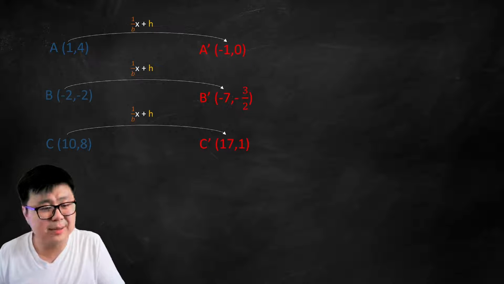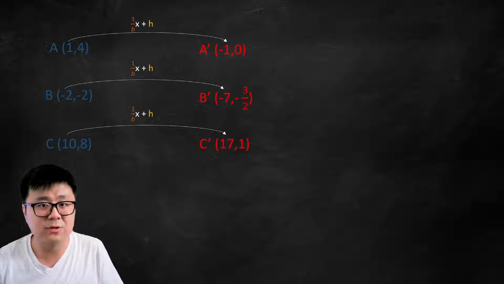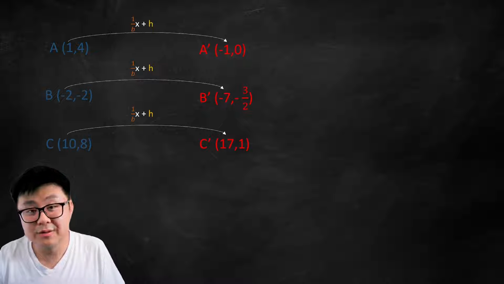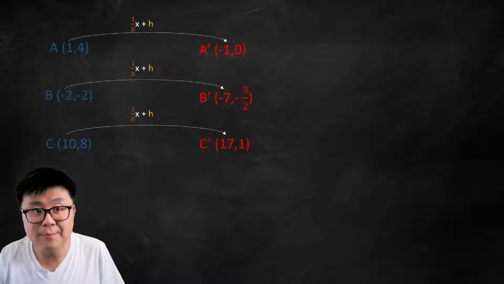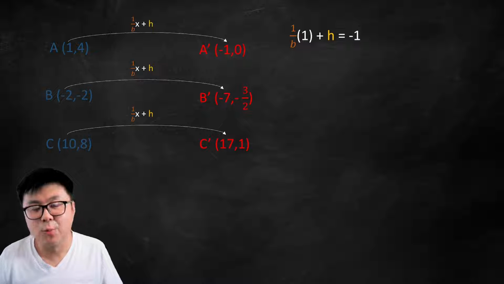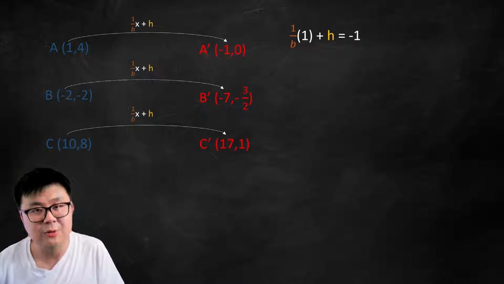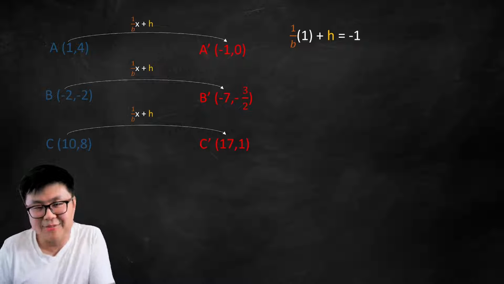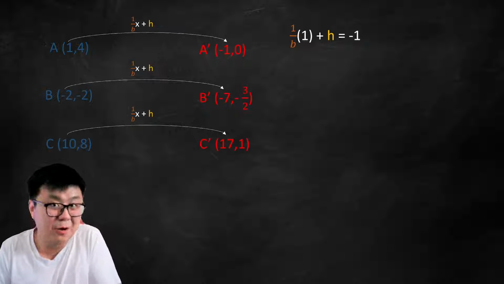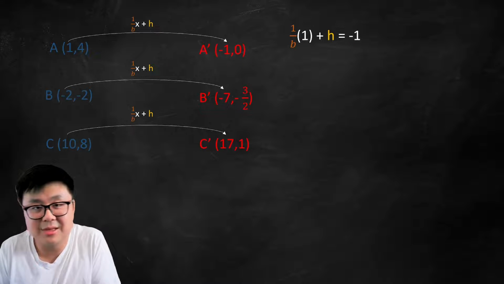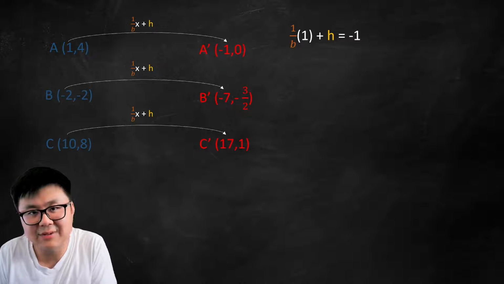So let's actually just pick 2 of these points and let's plug them into an equation. Again, we know the original x and we know the final x's. So for the first points of a to a prime, we can set the equation like this. 1 over b times 1, because that's my original x point, plus h equals -1. We can't go any further here because I don't know what b is, so I don't know whatever 1 over b is. And we also don't know what h is. We can't replace it with a number and solve. We can only leave it like this.